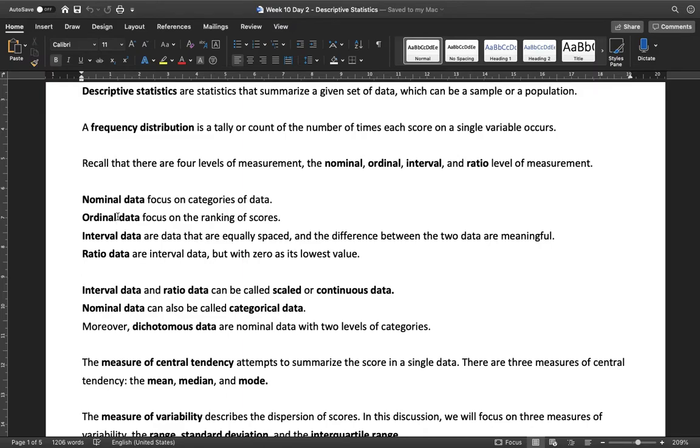Ordinal yan. Interval data naman, these are data that are equally spaced. Pero yung differences between the two data are meaningful. For example, ito yung grades nyo. 88, 89, 90, yun yung mga grades nyo. Equally spaced sila, and kapag tinutrack mo sila, may meaning naman yan.